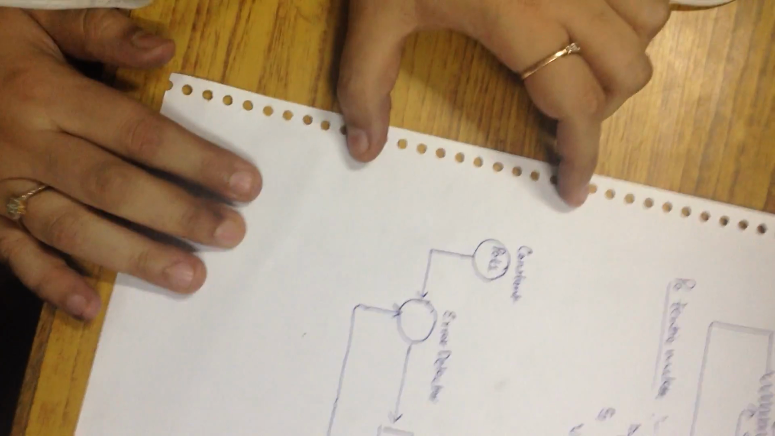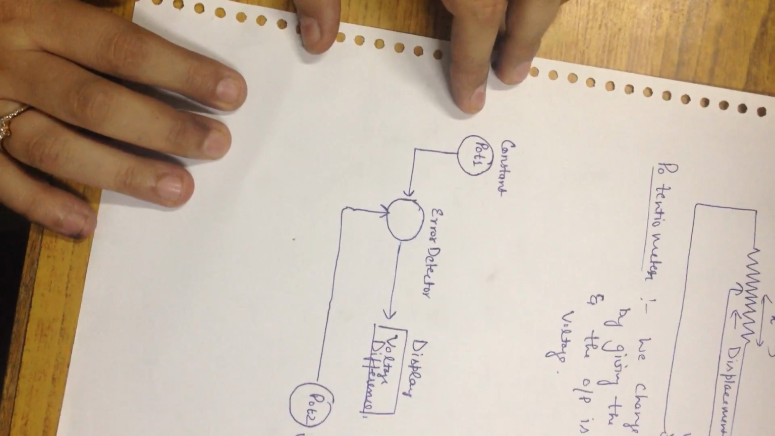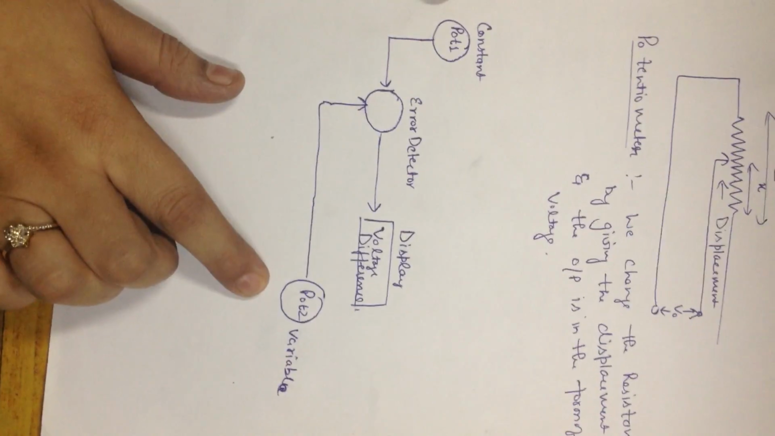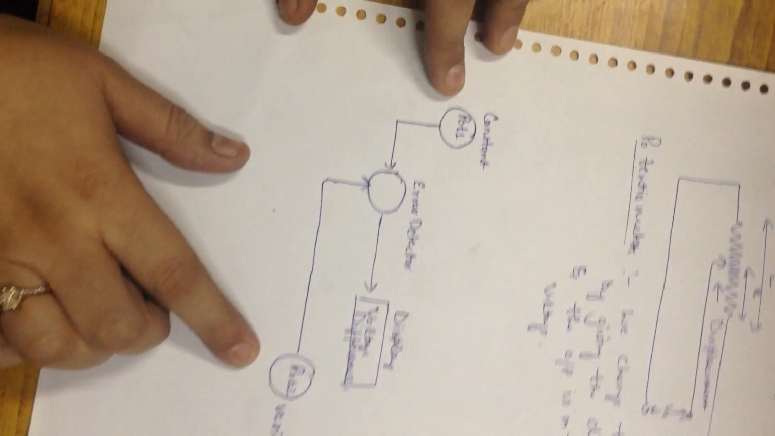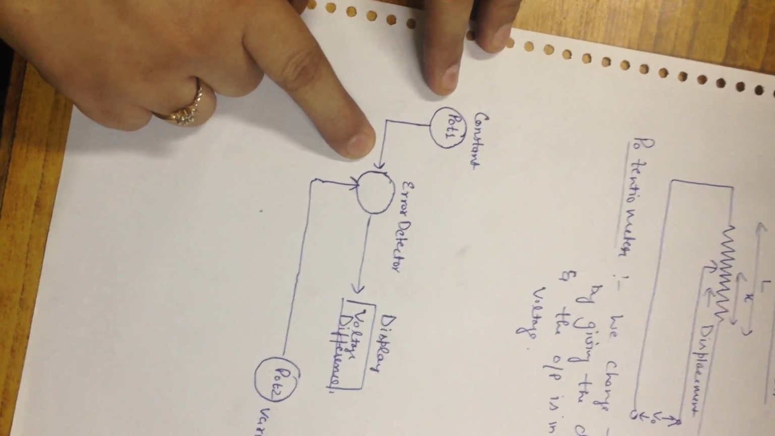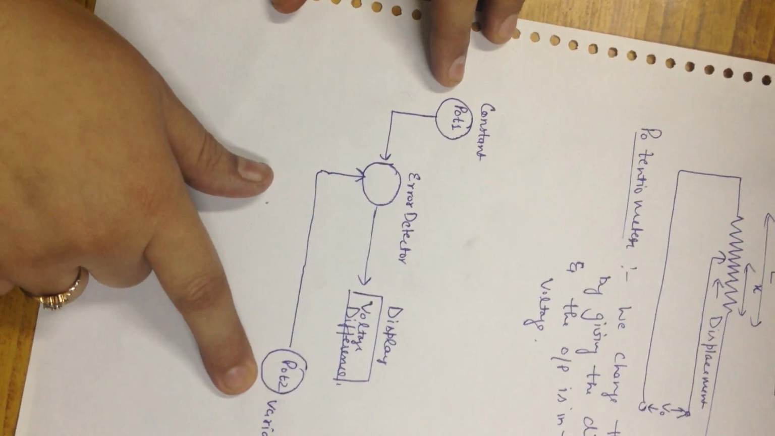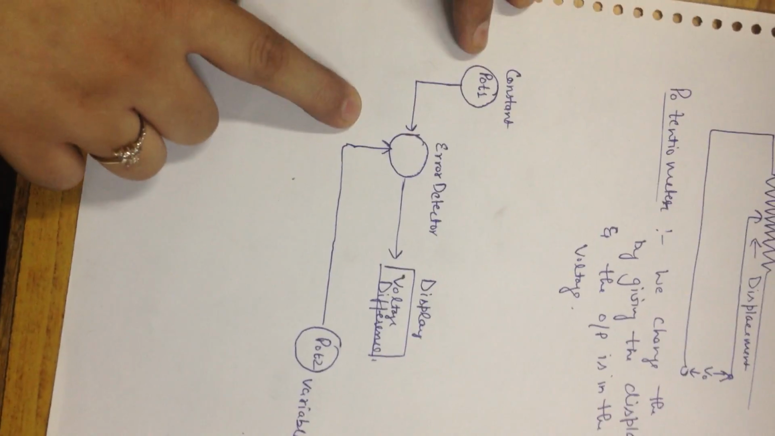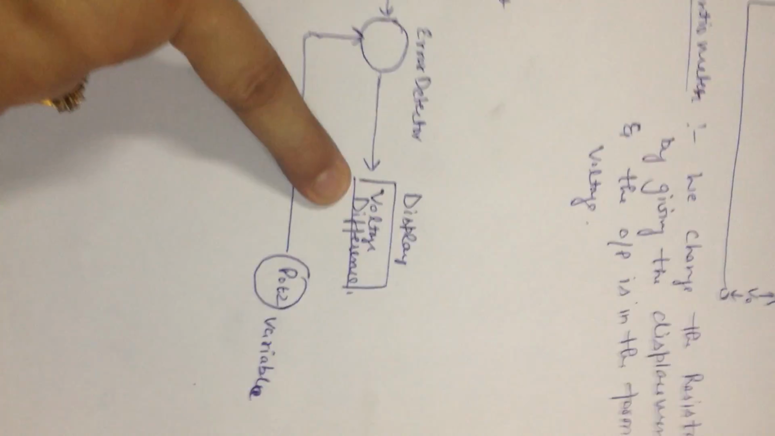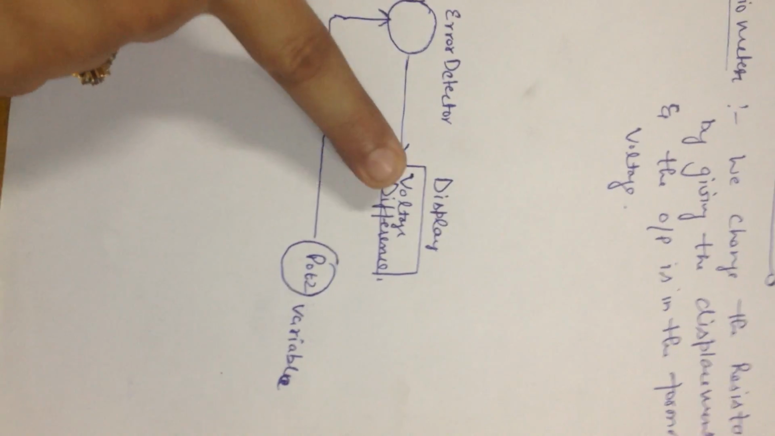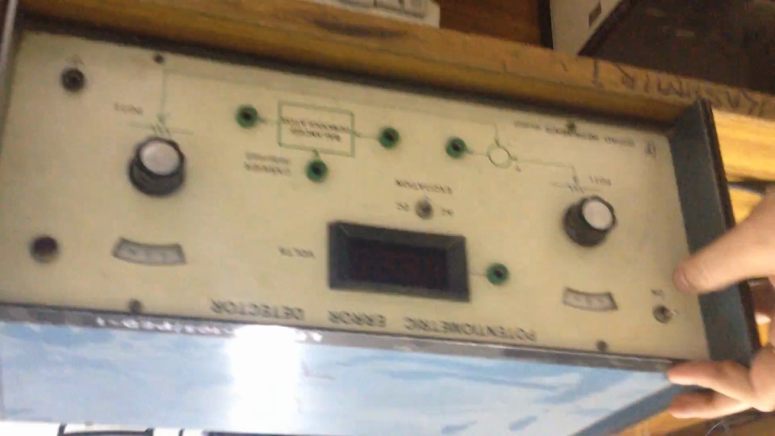Now see here what is potentiometric error detector. We use two potentiometers in a potentiometric error detector. One is potentiometer 1 that will act as a set point to the error detector, and other is potentiometer 2 which act as a feedback to the system, and then we get the error signal which is displayed in the voltage display.